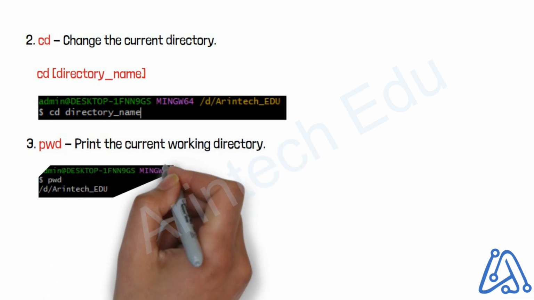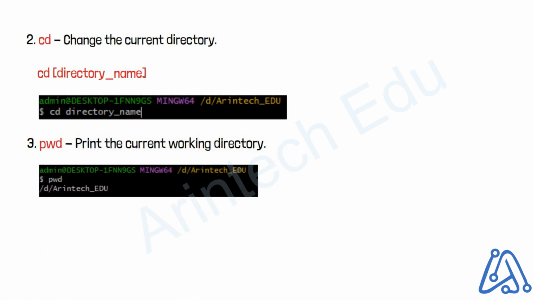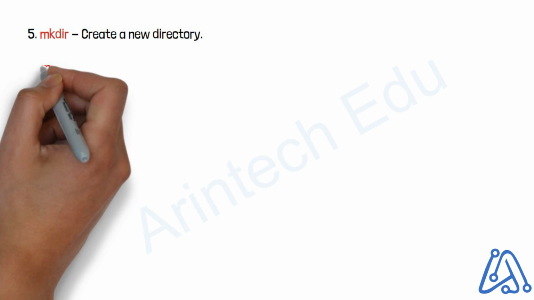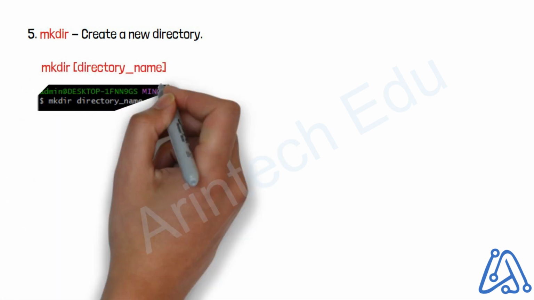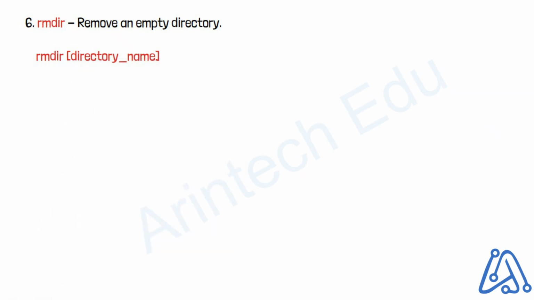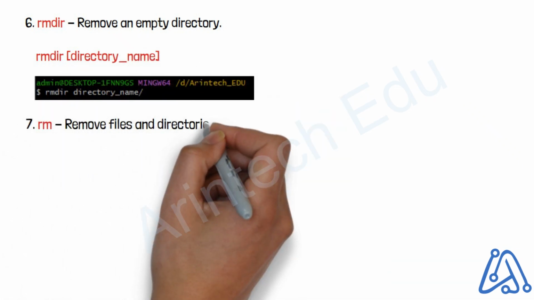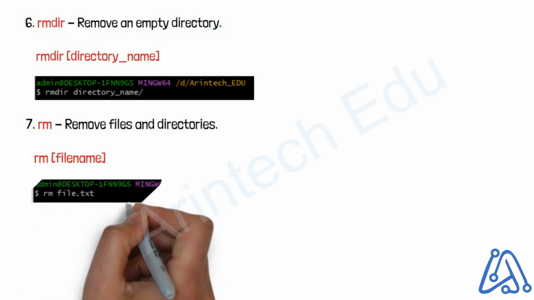pwd, print the current working directory. touch, create an empty file. mkdir, create a new directory. rmdir, remove an empty directory. rm, remove files and directories.